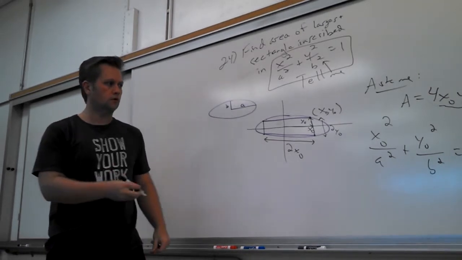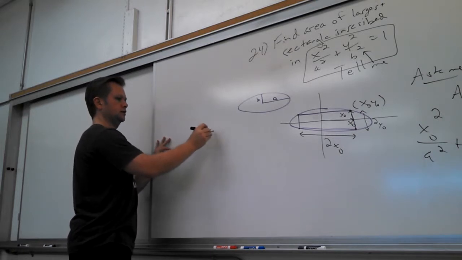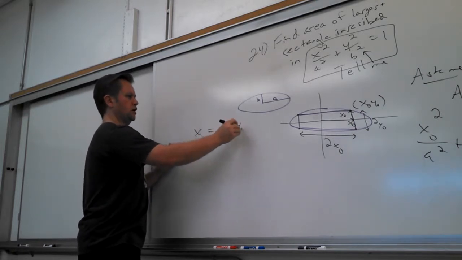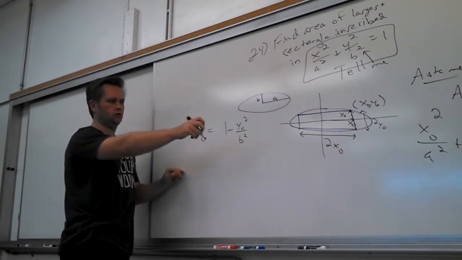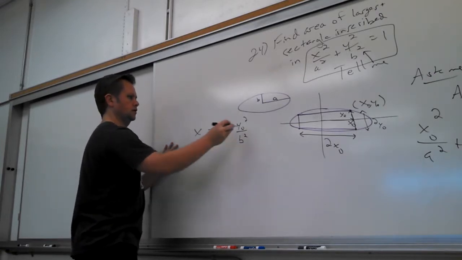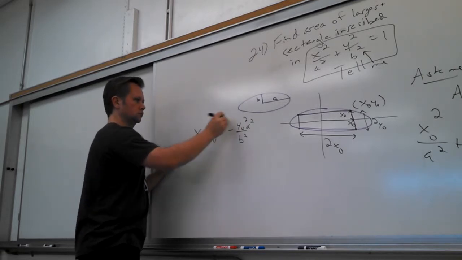1 minus y squared over b squared times a squared equals x squared. So if I solve for x naught, it'll be 1 minus y naught squared over b squared times a squared, right? So let me just make that square rooted.